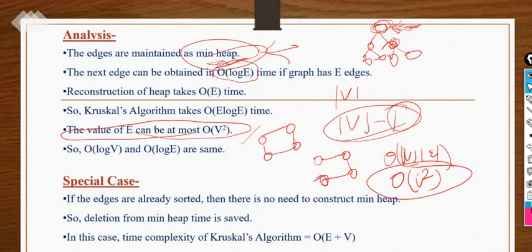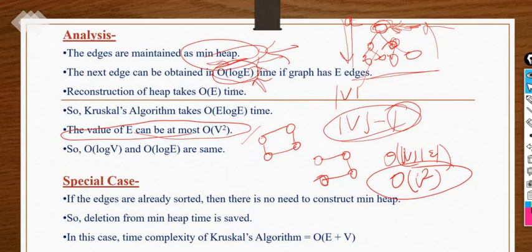That will take order of log e time, right? Because we have a total number of edges e, and we are going from top to bottom to trace the minimum value at the top. We compare and assign it to the top, bottom up you can say: at the bottom you get the highest values, and at the top we get the minimum value in the case of a min heap tree. So it will take order of log e time.